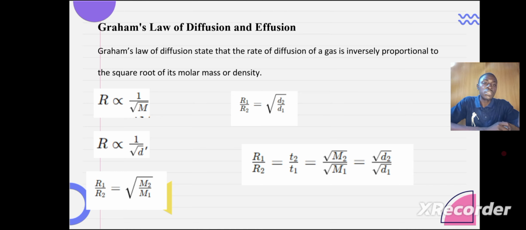So that means Graham's law can be expressed in any of these ways. R1 over R2 is equal to T2 over T1. It can also be R1 over R2 is equal to root M2 over M1. R1 over R2 is equal to root D2 over D1. Time can also be used at any point if you don't want to calculate the rate. You can take any aspect of this equation and equate it to each other. You can say T2 over T1 is equal to root M2 over M1, and so on and so forth, depending on how the question comes. But this can be extrapolated from Graham's law of diffusion.